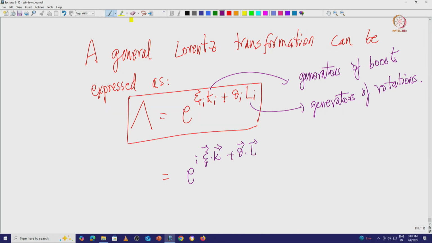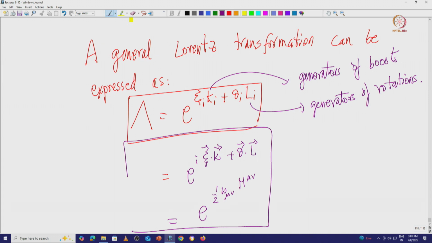Or you can express it in the original format, in terms of e to the power half omega mu nu M mu nu. Omega mu nu can be written in these terms, and we will see that it becomes sigma mu nu in the case of the Dirac equation. So now we have this Lorentz group and we have seen these things.